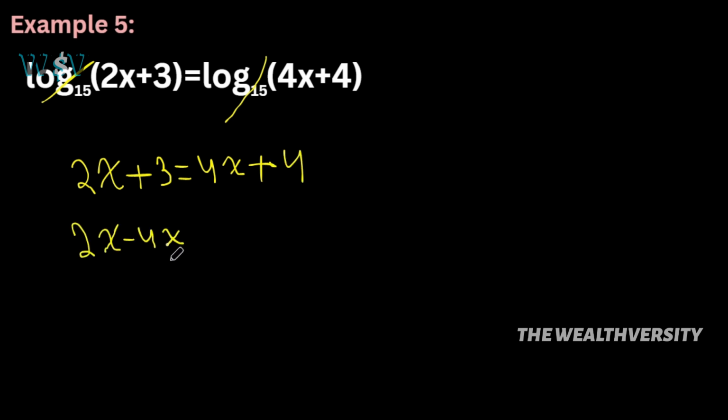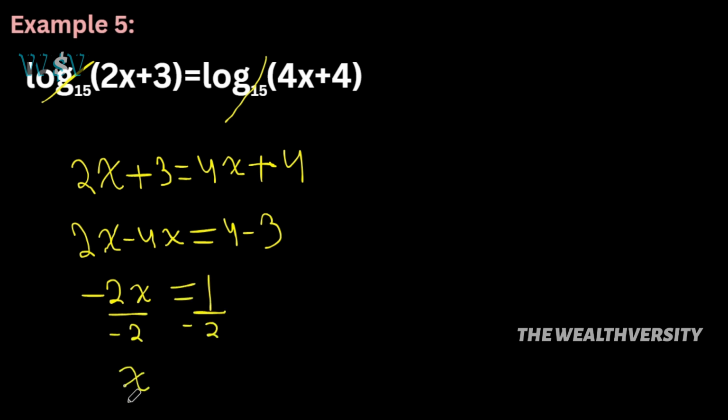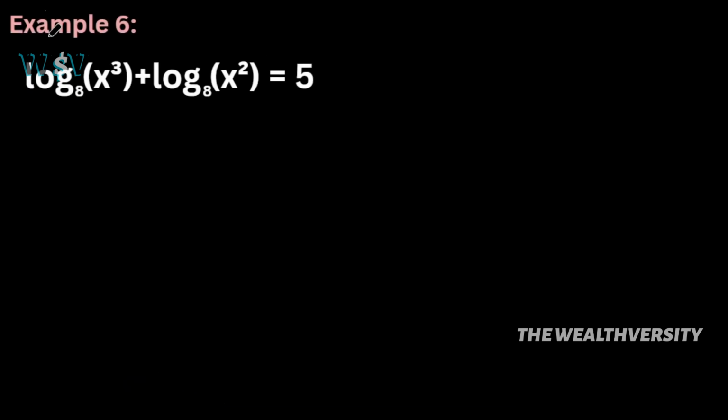Next we move like terms to the same side. We get 2x minus 4x is equal to 4 minus 3. This gives us negative 2x is equal to 1. Lastly, we isolate for x by dividing both sides by negative 2. We get that x is equal to negative 1/2. Moving on to example 6.